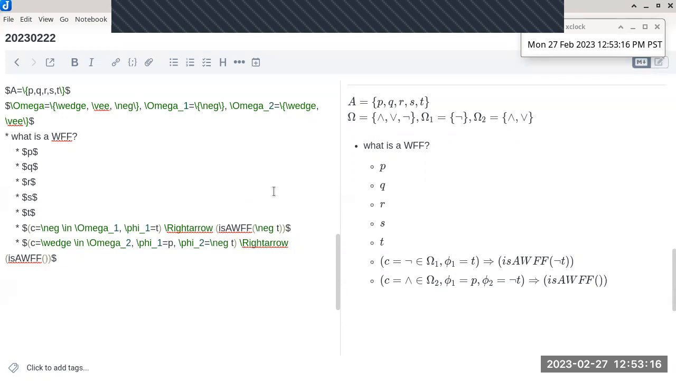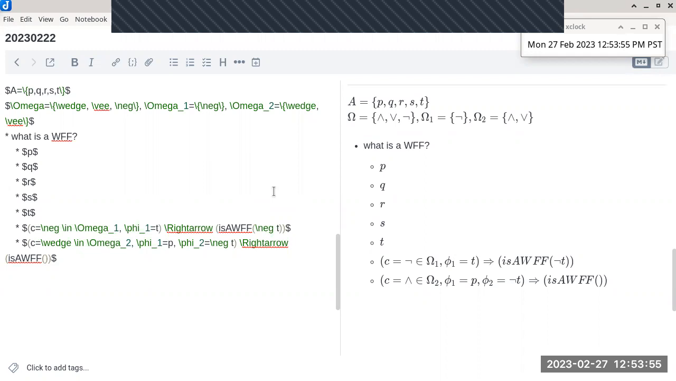This time I chose an operator from omega 2, which means it needs 2 things. I chose phi 1 to be P. Why do I choose it? Because we know that P is a well-formed formula because it's in alpha to begin with. And I'm choosing phi 2 to be the negation of T. Why? Because the previous step already confirmed that the negation of T is well-formed also. So I have chosen, more or less randomly, 2 well-formed formulae and an operator that requires 2 operands. What do we do? Hook them up.